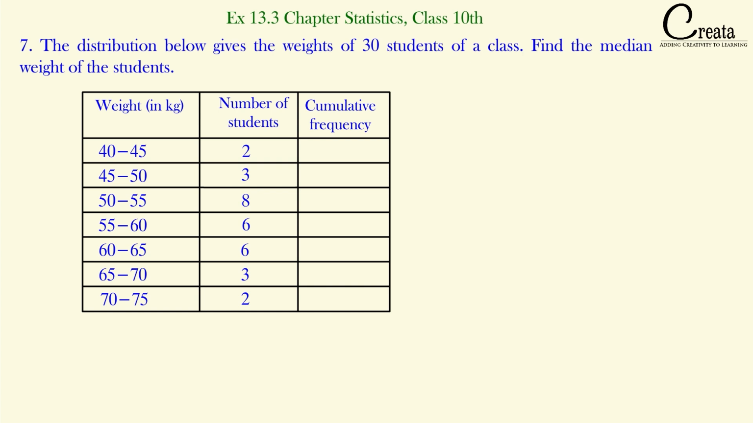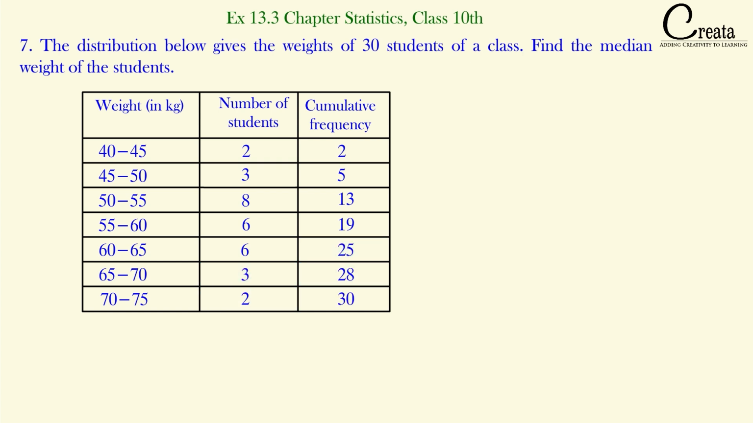In the first row it will be 2. In the second row it will be the addition of 2 plus 3, which is 5. In the third row it will be addition of 5 plus 8, which is 13. Further 13 plus 6, which is 19. Further 25, 28 and 30.